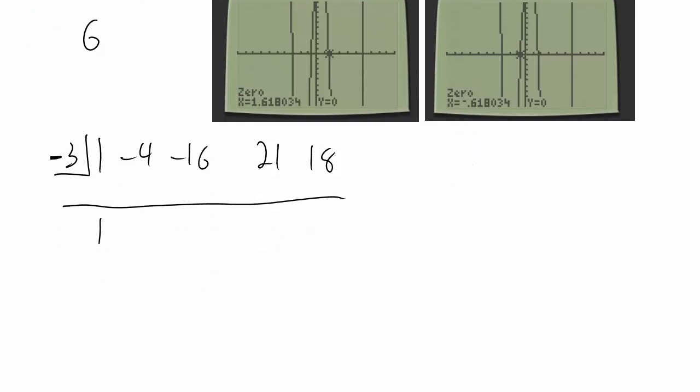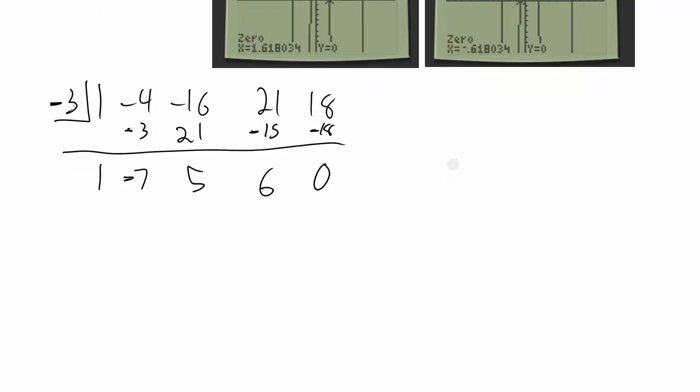So divide out the -3, drop this, multiply, get -3. Add those, multiply, you get +21. Add those, you get a +5. Multiply, you get -15. Add those, you get a 6. Multiply, you get a -18. Of course, we get a remainder of 0 because we checked earlier using the table to figure out that those were the zeros. Now you have basically a 1x cubed, and then the rest of it is in descending order: -7, 5, 6.